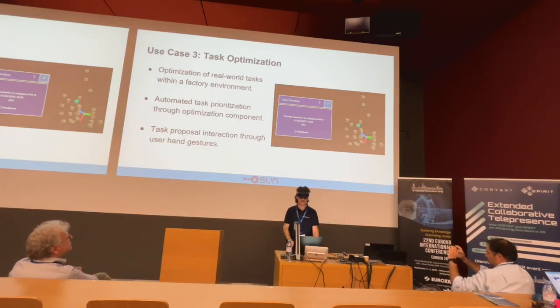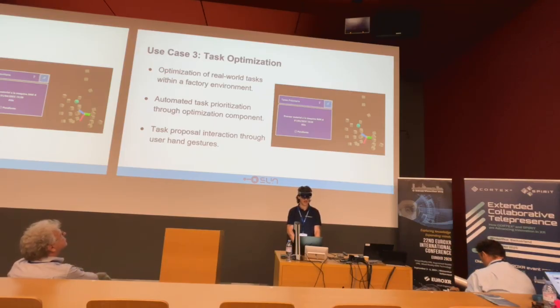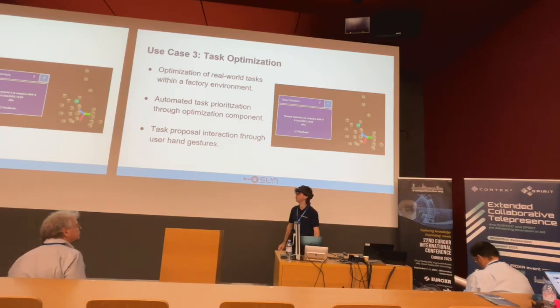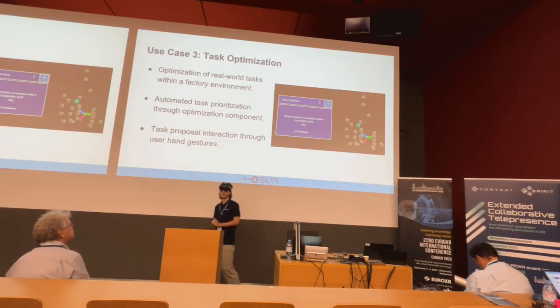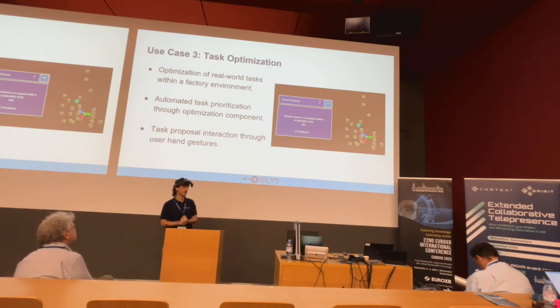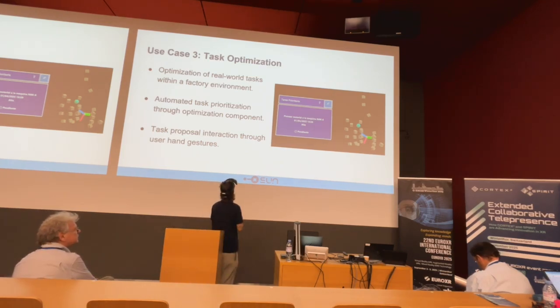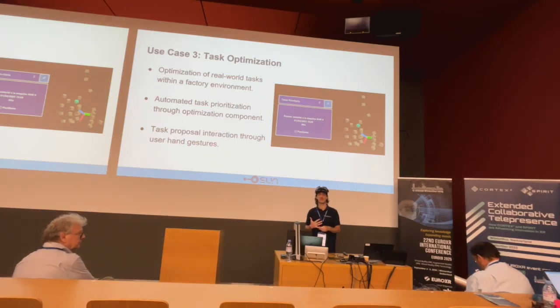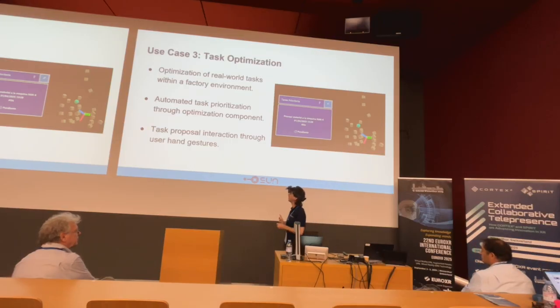And the final use case is the task optimization. In this one, now we're referring to actual tasks and no longer training. In task optimization, now we assume that the employee, the worker, is actually doing real tasks. So now we are not in training mode anymore, but we're actually doing real work here. And this work process has a task optimization component integrated.